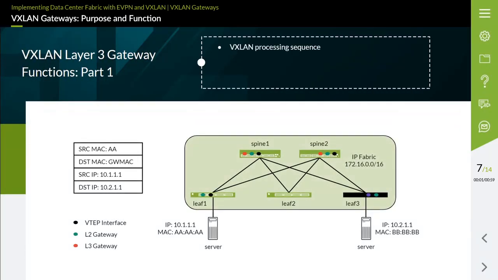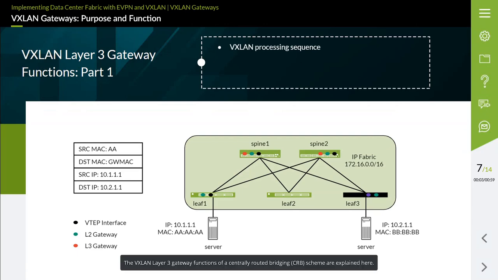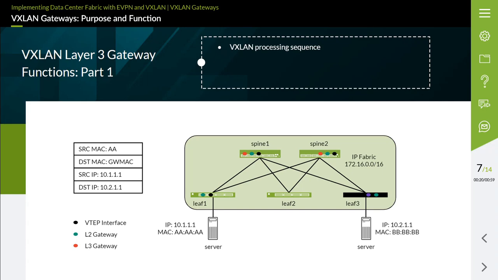The VXLAN Layer 3 gateway functions of a centrally routed bridging, or CRB, scheme are explained here. When a frame must be routed or bridged to a different broadcast segment, the packet processing differs from a standard Layer 2 bridging function. With a VXLAN Layer 3 gateway, the gateway acts in a similar fashion to a standard Layer 3 gateway, with some differences.